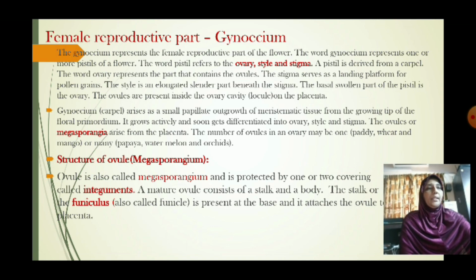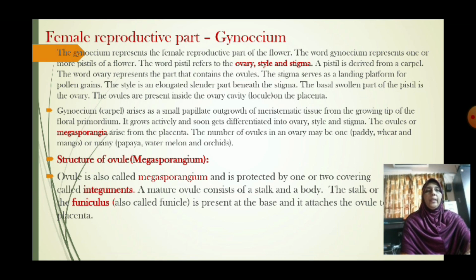The next one is the female reproductive part, gynoecium. It represents the female reproductive part of the flower. It represents one or more pistils of a flower. The pistil refers to the ovary, style and stigma. It is derived from a carpel.